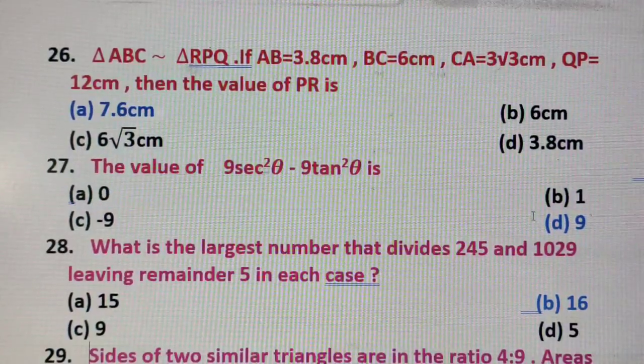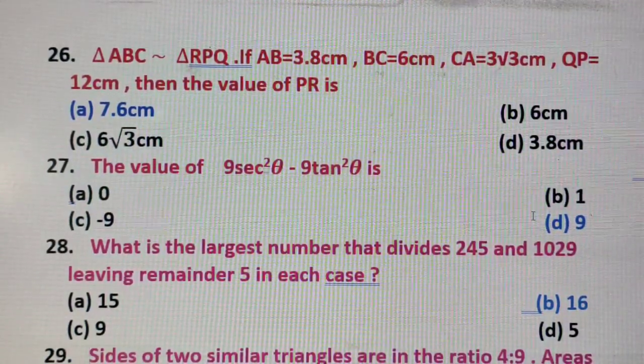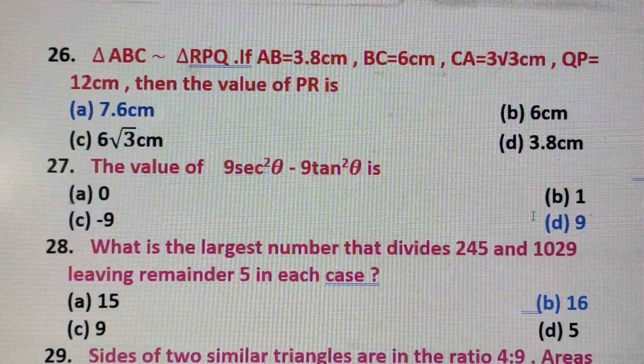The value of 9 sec square theta minus 9 tan square theta. We know that sec square minus tan square equals 1. So the answer is 9.